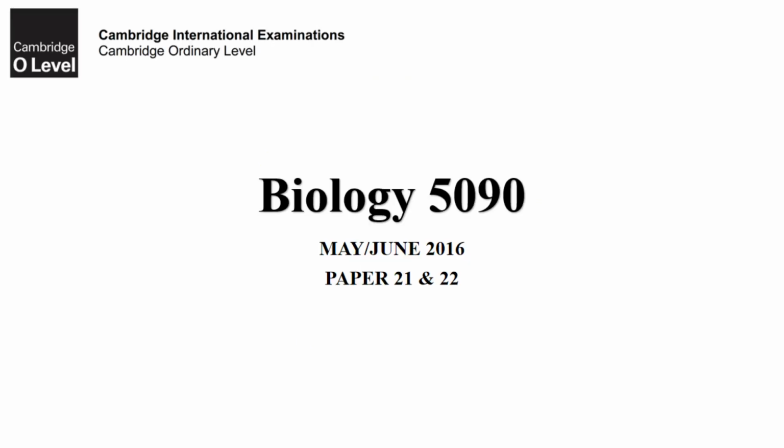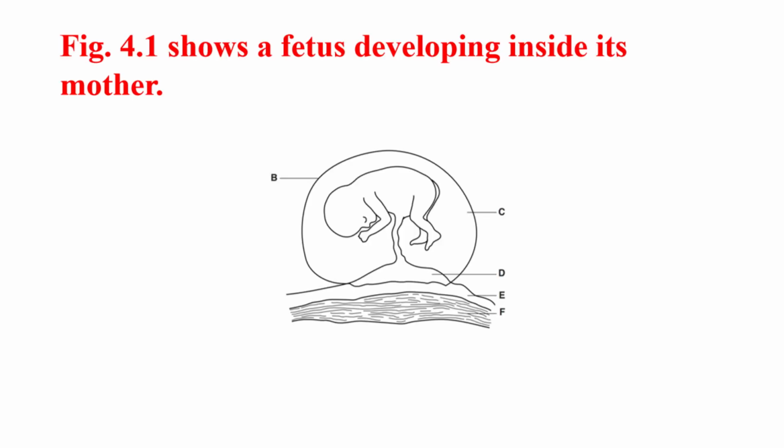This video features O-Level Biology 5090 Paper 2 questions from the May-June 2016 session. Today, we're diving into some interesting questions about human development, digestion, and diet. We've got a lot to cover, so let's jump right in. Question 4 carries 9 marks and has 2 parts, A and B. First up, let's look at the question, which is about fetal development.